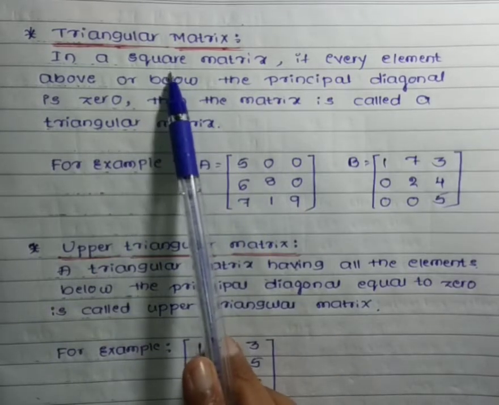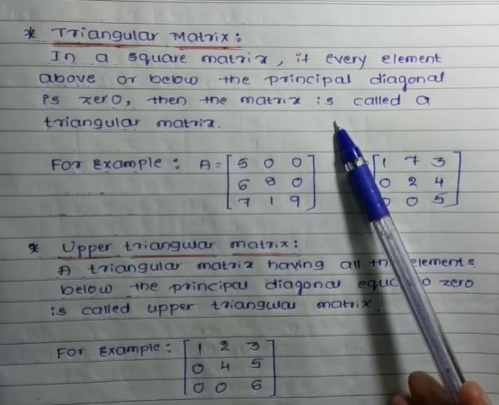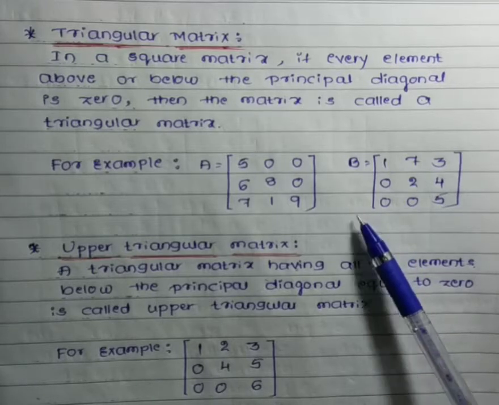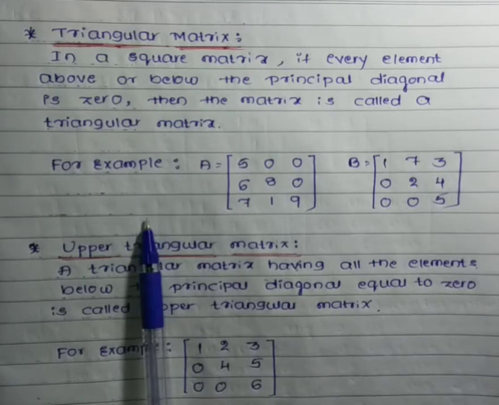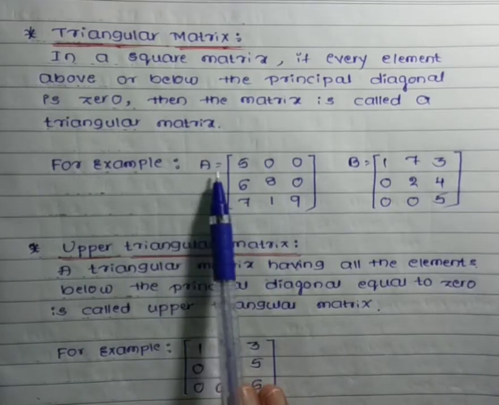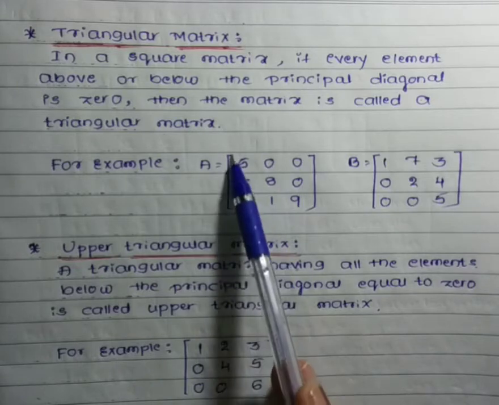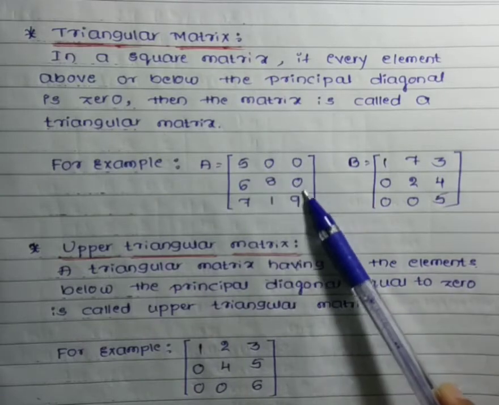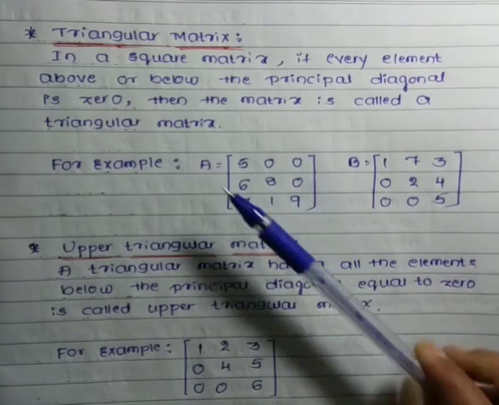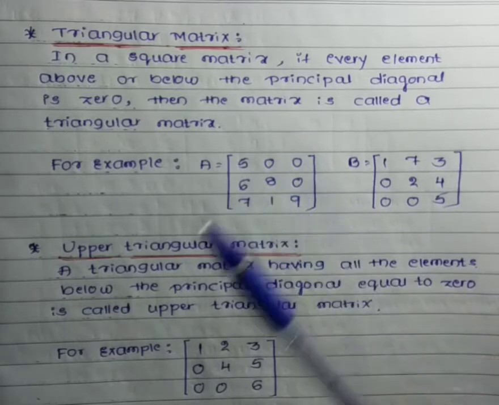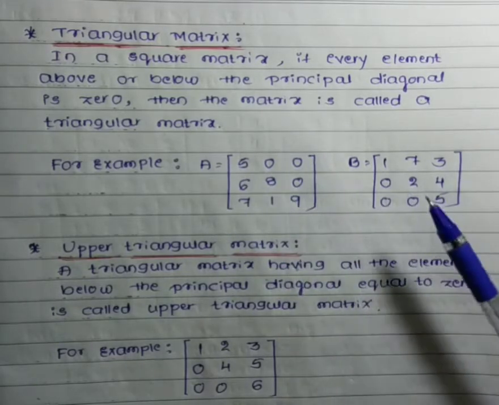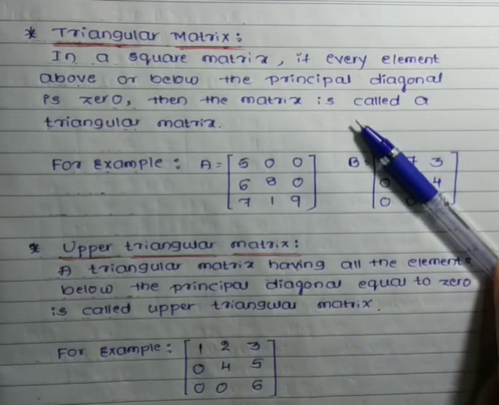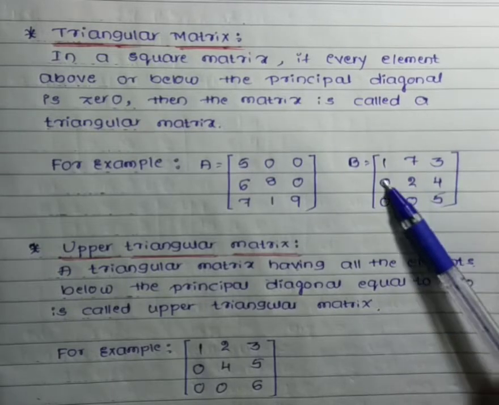So in any square matrix, if above the diagonal elements or below the diagonal elements are 0, then such matrix we call as triangular matrix. So here in this example you can observe, in this matrix A, 5, 8, 9, these are what? Diagonal elements, and above the diagonal these 3 elements are completely 0. In B matrix we can observe that 1, 2, 5, these are the diagonal elements. So here below the diagonal these 3 elements are 0.